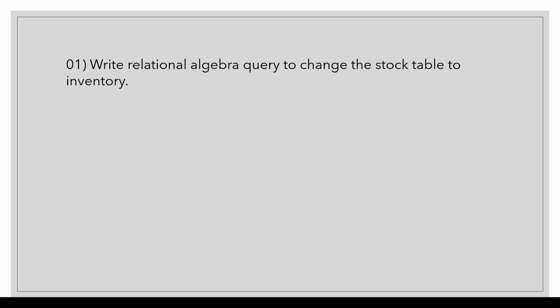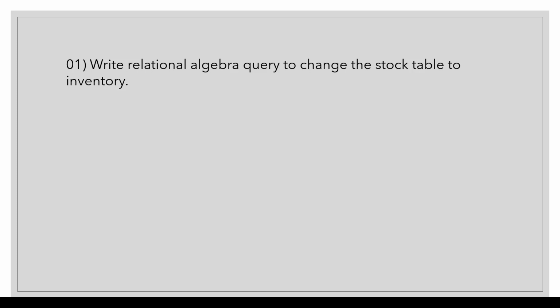Here's the first one. Write a relational algebra query to change the stock table to inventory. In the previous videos we used selection and projection, but in this one we have to change the name of an already existing relation to another name. In this case there's a method called renaming. In relational algebra we can use that query to rename this table.